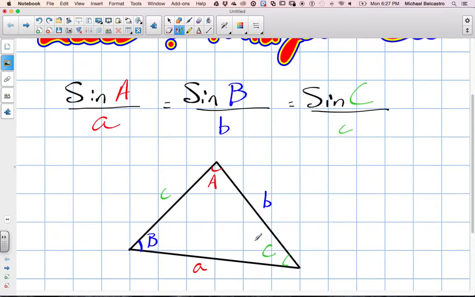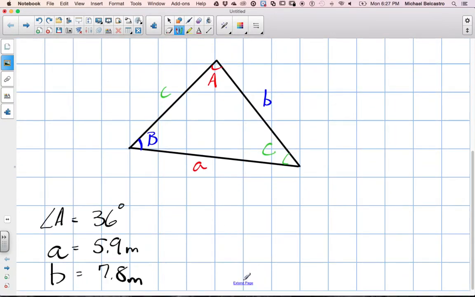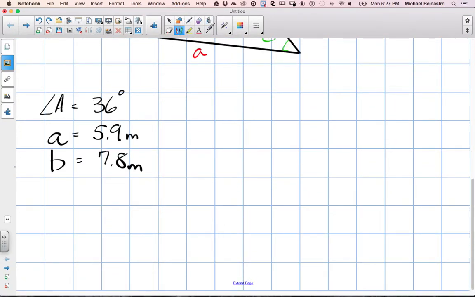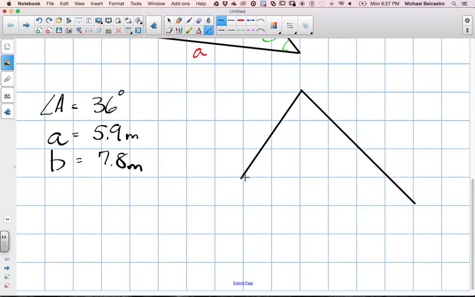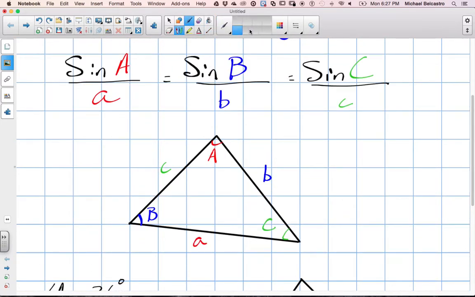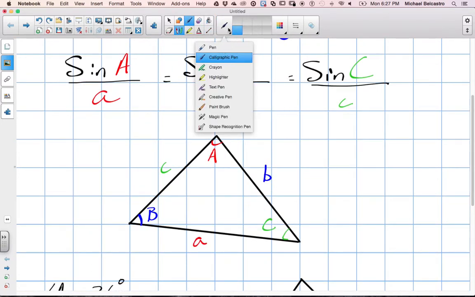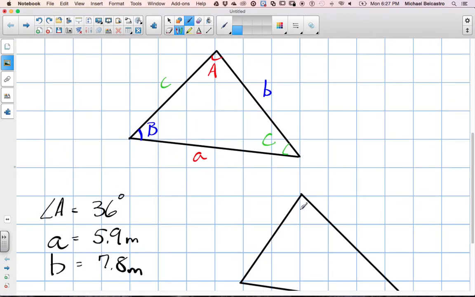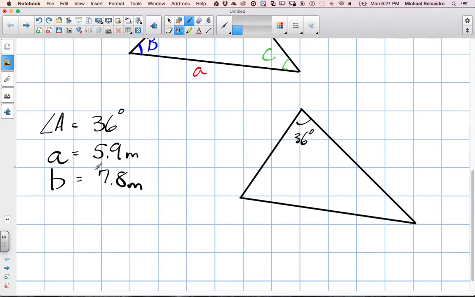And the ambiguous case only happens with sine law, okay? So let's get our triangle. As we see above, our angle A is 36 degrees. Our side A is 5.9 meters. And our side B, which is over here, is 7.8 meters.